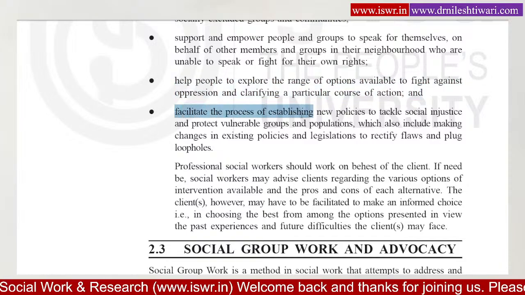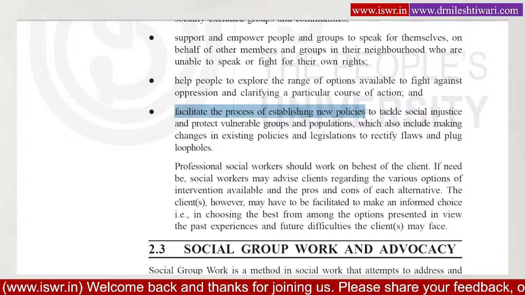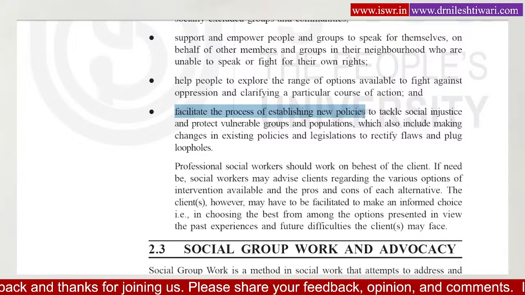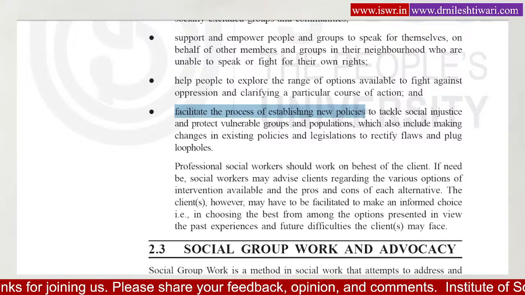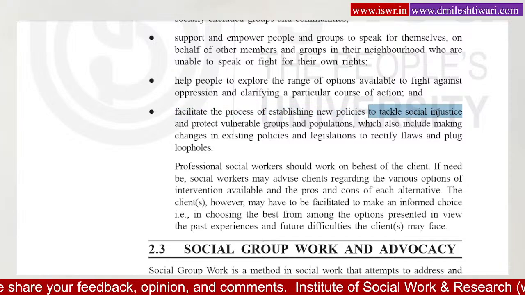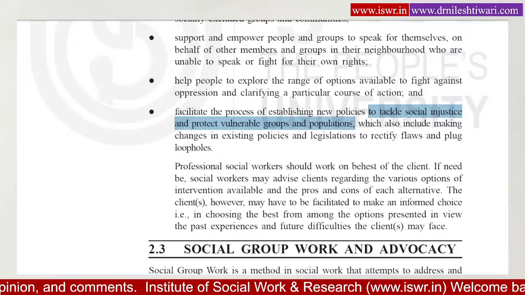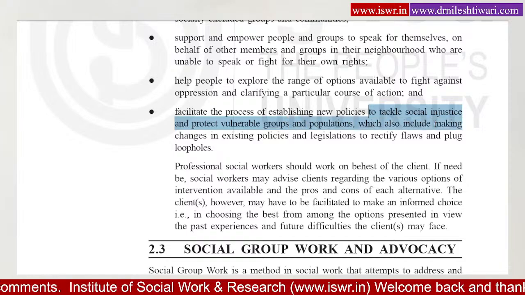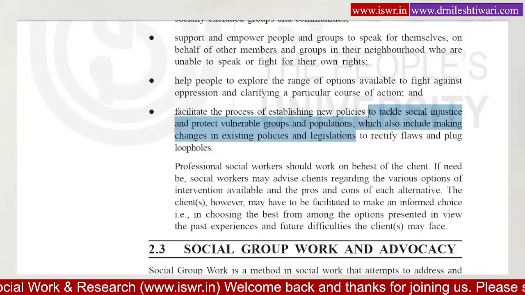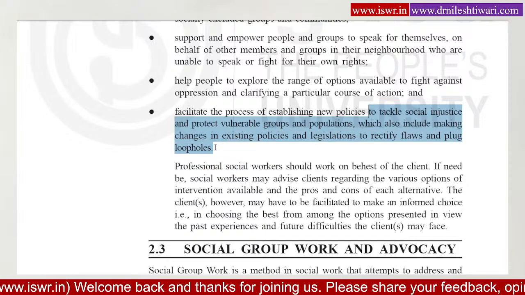Then facilitate the process of establishing new policies. But the question arises, why new policies? Because the existing policies sometimes do not cater to the needs and interests of various sections of society. And that is why it is written to tackle social injustice and protect vulnerable groups and populations, which also includes making changes in existing policies and legislations to rectify flaws and plug loopholes.